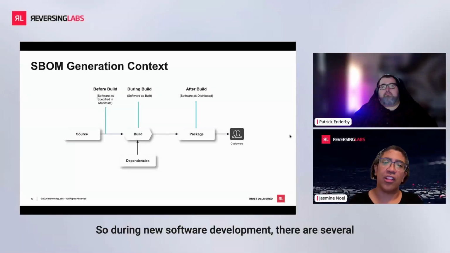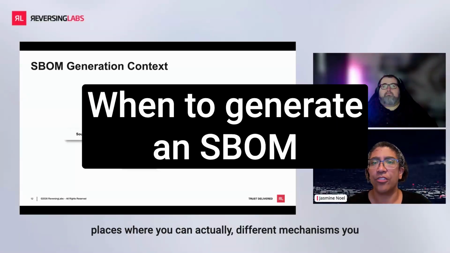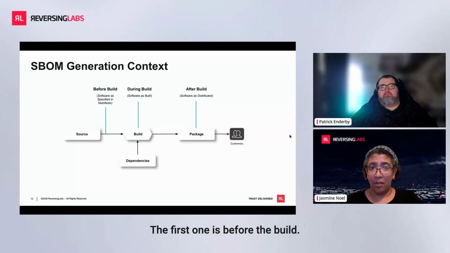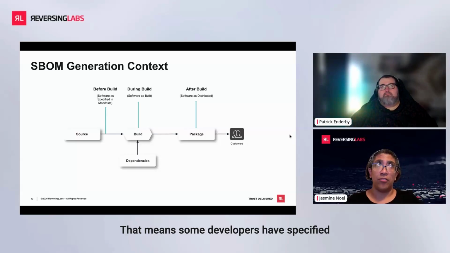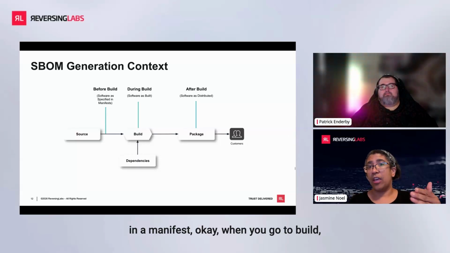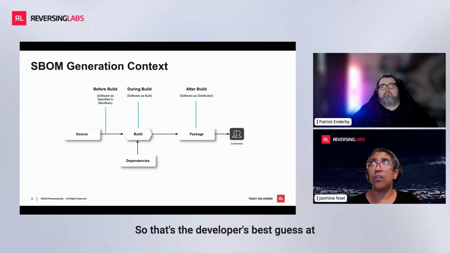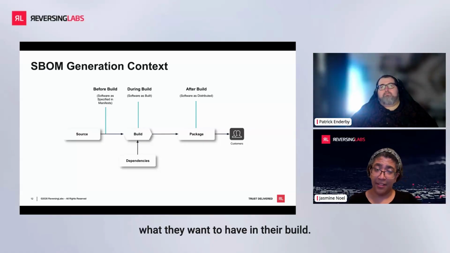So during software development, there are several mechanisms you can actually use to generate a software bill of materials. The first one is before the build. That means some developers have specified in a manifest, okay, when you go to build, these are the things that I want you to include. So that's the developer's best guess at what they want to have in their build.